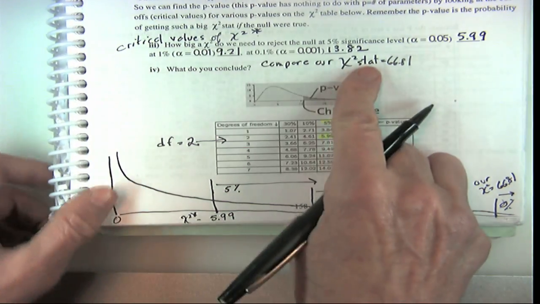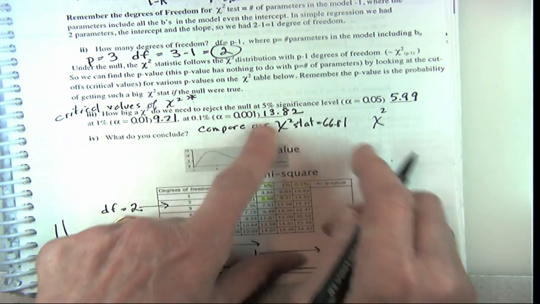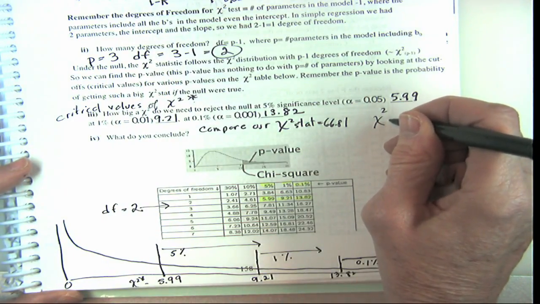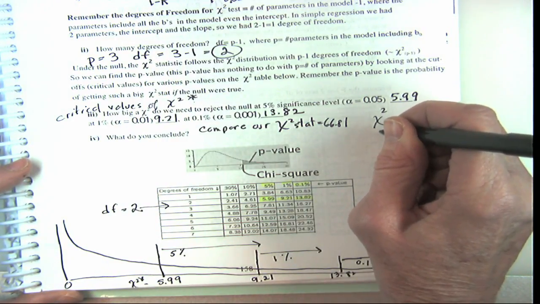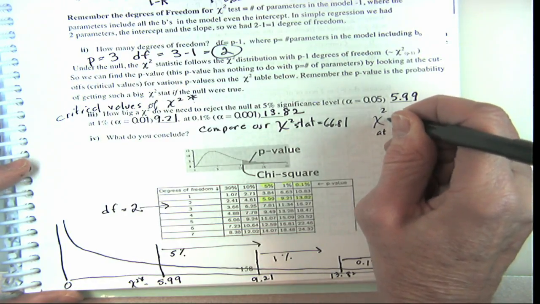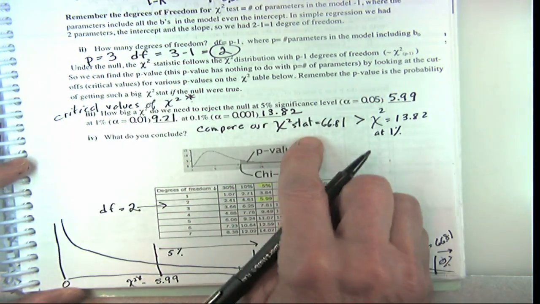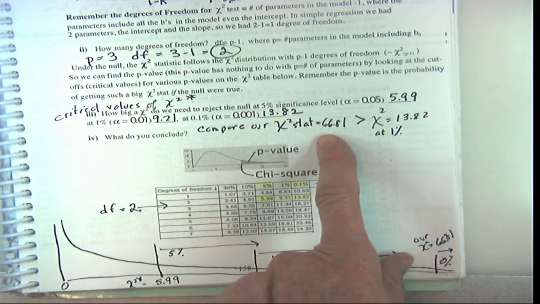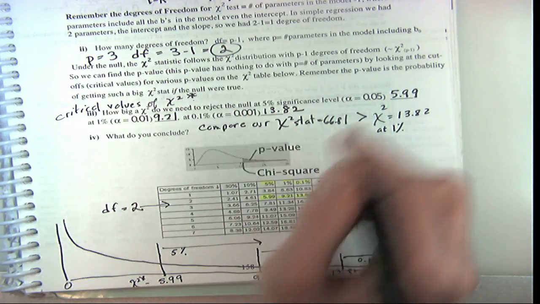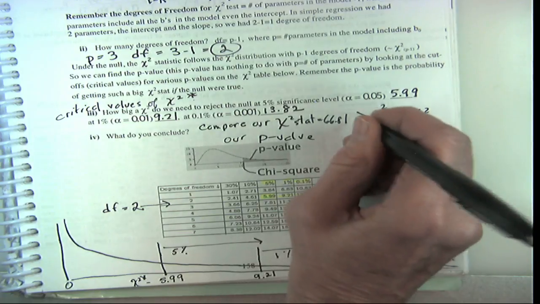So we compare it to the one that's going to give us the smallest p-value, this one. We can compare it to chi-squared at 0.1%, and that's equal to 13.82. And ours is so much bigger. The bigger your test statistic, the smaller your p-value. So that means it's to the right here. There's less area. So our p-value, it's so much smaller.